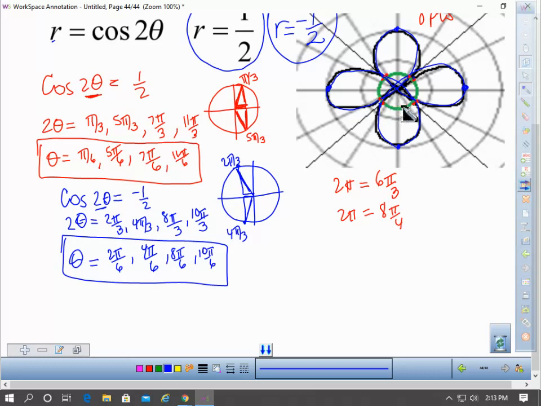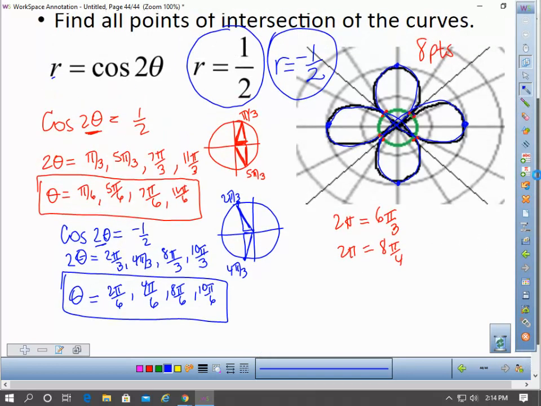Now the circle's going like this, but they just don't intersect those points at the same time, but they do have those intersection values. So their r value, their distance from the pole, is the same at those 8 values, which in this case would be a half, because that's how far the circle is from the pole. So at these 8 values, the distance from the pole is a half, okay? Or negative half going the other direction, right? But a distance of a half. All right, so that's how you do intersection points.